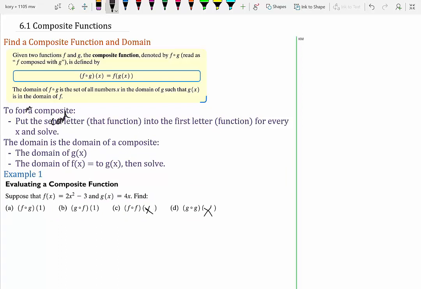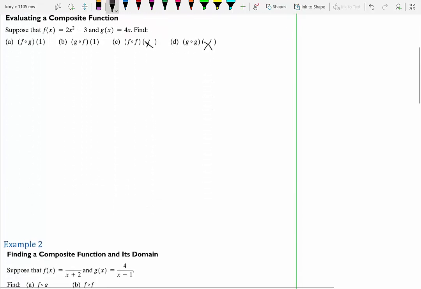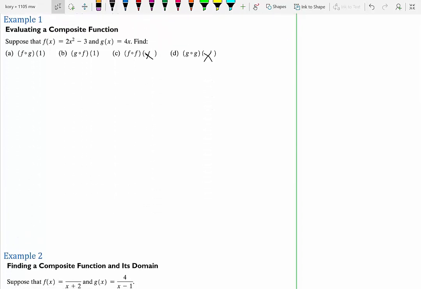So the domain of the composite is the domain of g of x, and then the domain of f of x equals g of x, then solve. That's a lot easier to explain when we actually go over a problem. Finding domain is not tricky. It's just the wording of it is a little tricky. All right, let's form composites. Let's just jump right in.